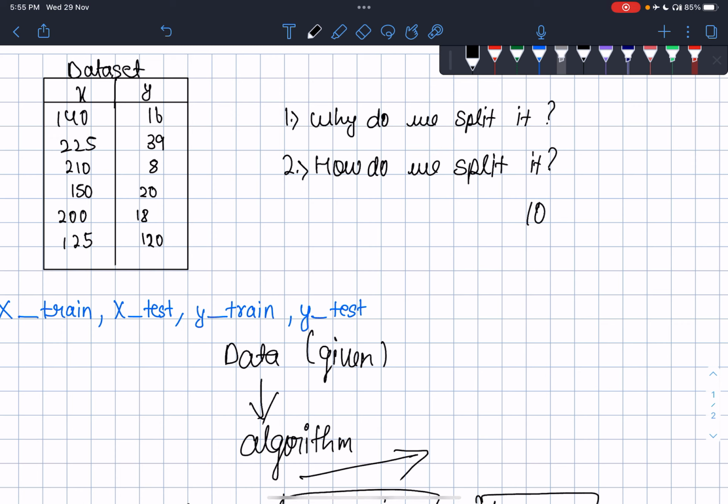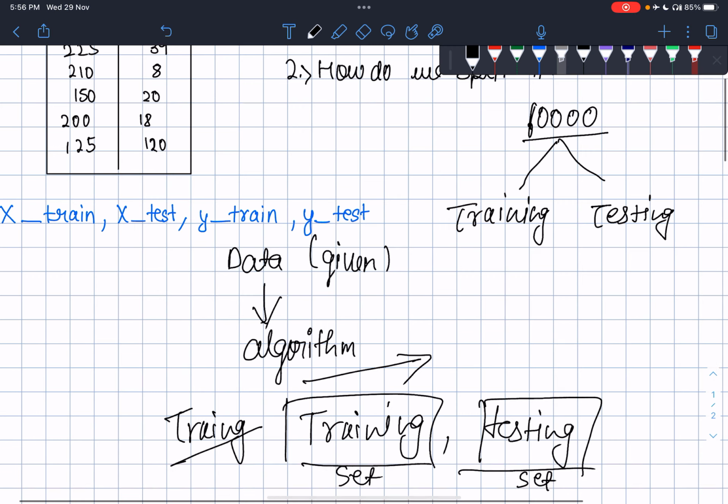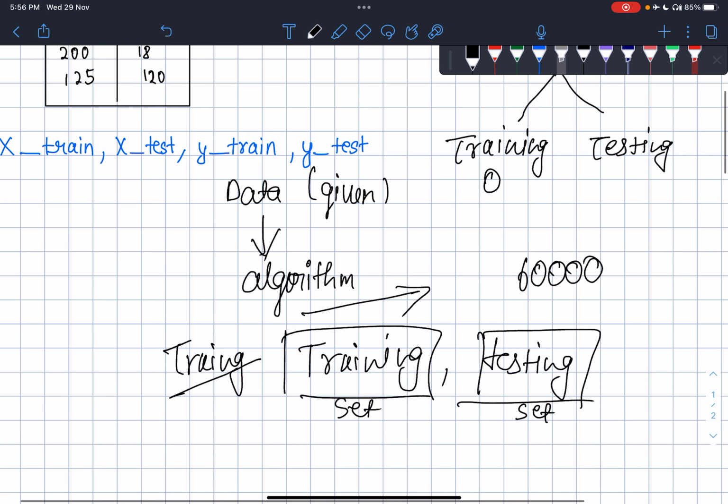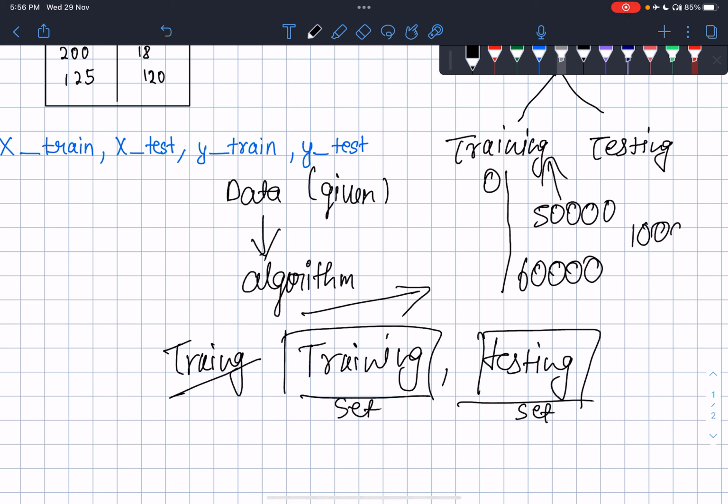Okay, so let's suppose we have a data set of 60,000. We split it into training sets and testing sets. So how do we split it? We don't split it by serial number, where around 50,000 rows belong to the training set and the remaining 10,000 belong to the testing set. No, we don't do it like this.